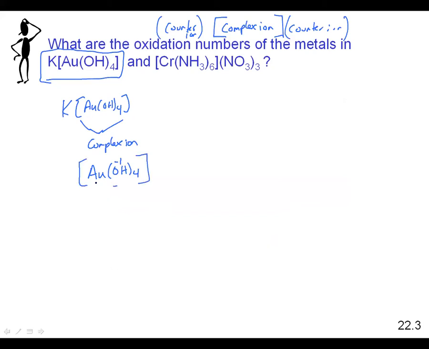We're looking for the gold. What we know about potassium on the outside here, this is going to be our counter ion, and what we know about potassium is +1. So we basically got -4 and +1 is -3. That tells us that the gold here must have an oxidation state of +3. Any questions on that?